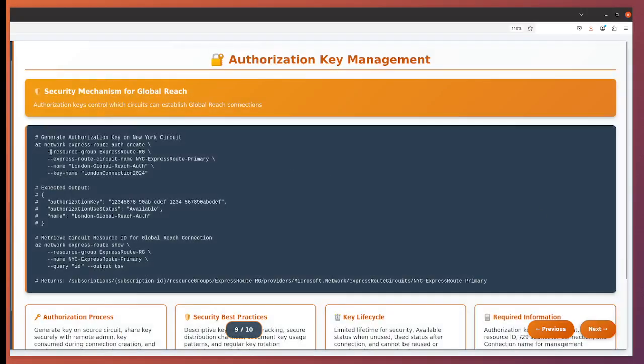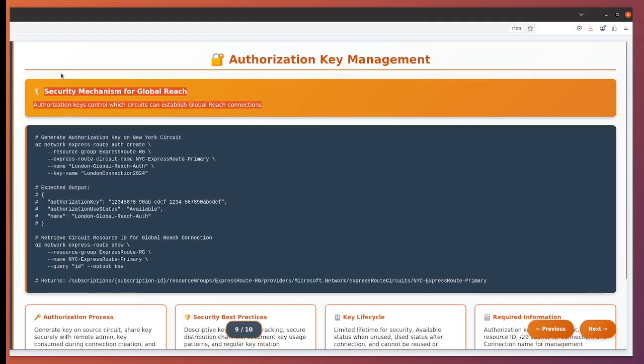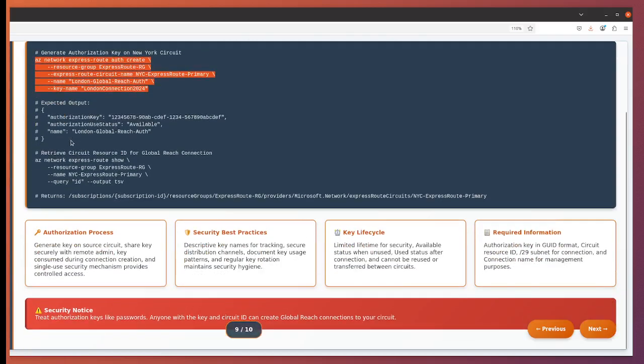Authorization keys are the security mechanism that controls which circuits can establish global reach connections. This is a critical security feature that prevents unauthorized connections. The process works like this. The circuit owner generates an authorization key and shares it with the administrator of the remote circuit. Only someone with both the circuit ID and the valid authorization key can create the connection.